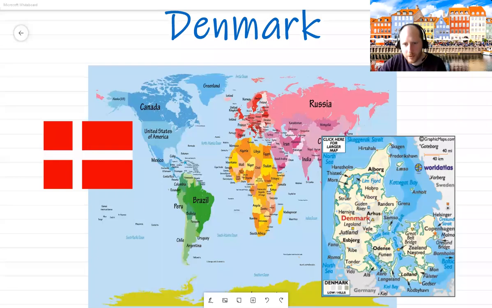Okay. So let's try and get all my windows in the right place. This morning, then, we're taking a look at Denmark. We're going to go through the same kind of structure as we do every Tuesday.